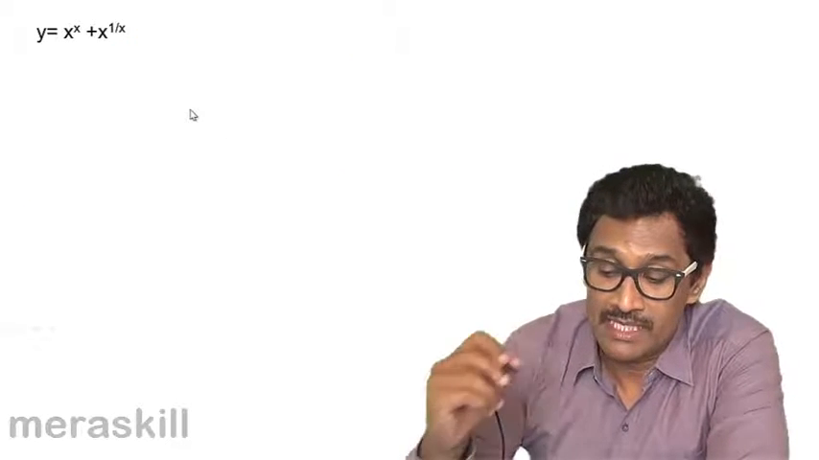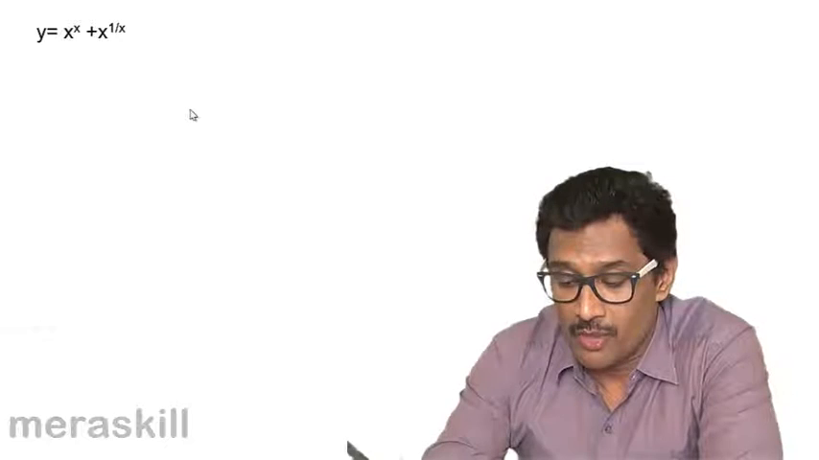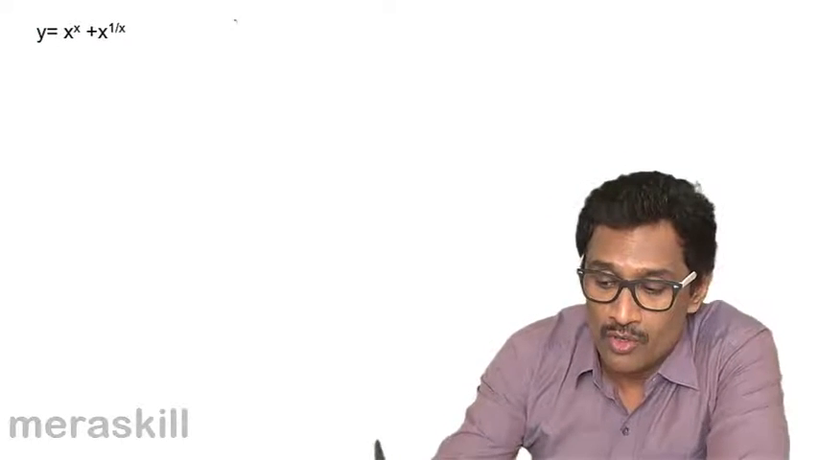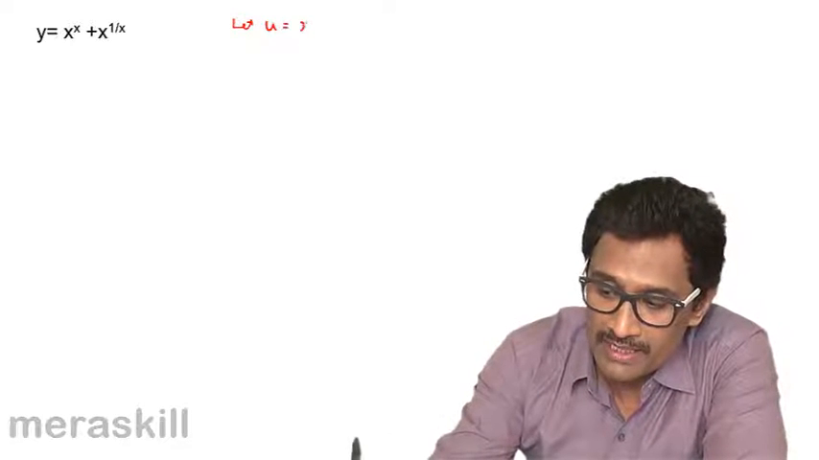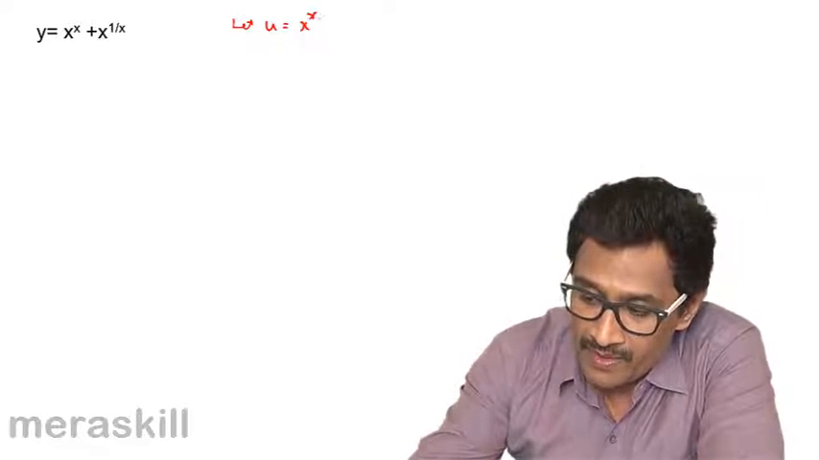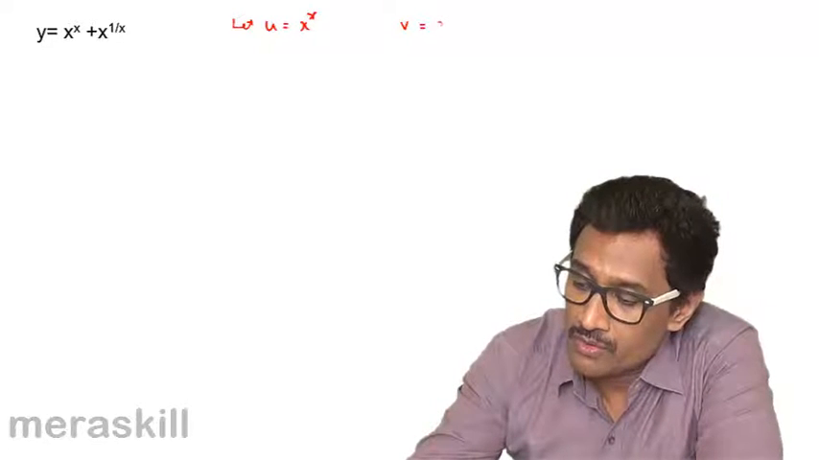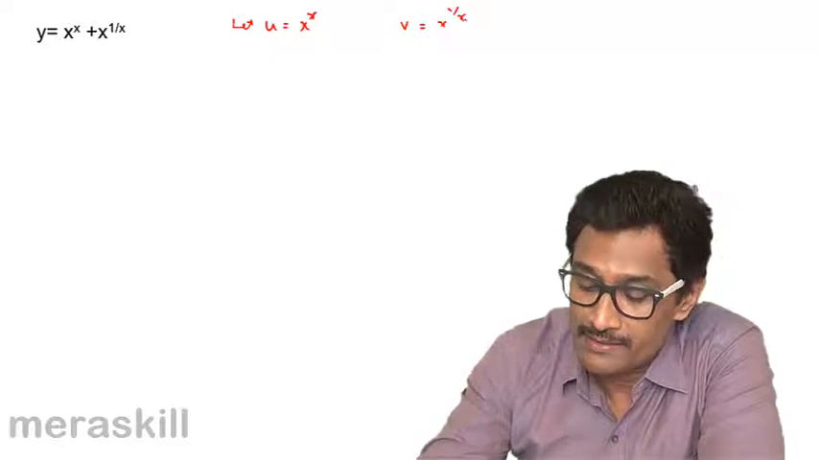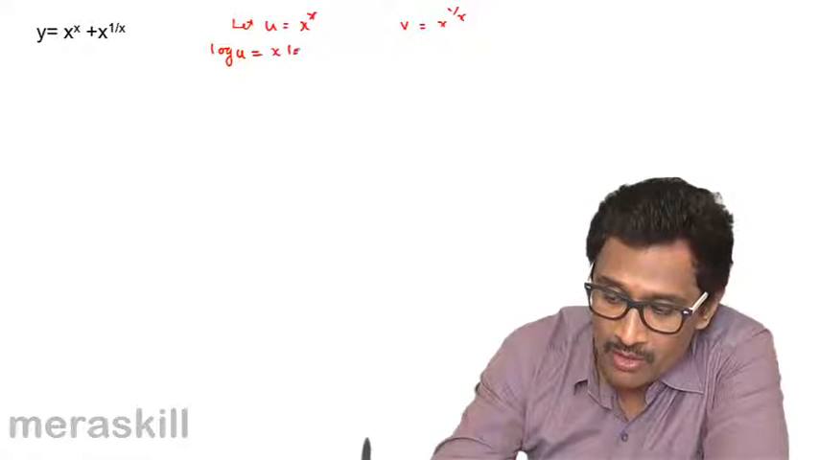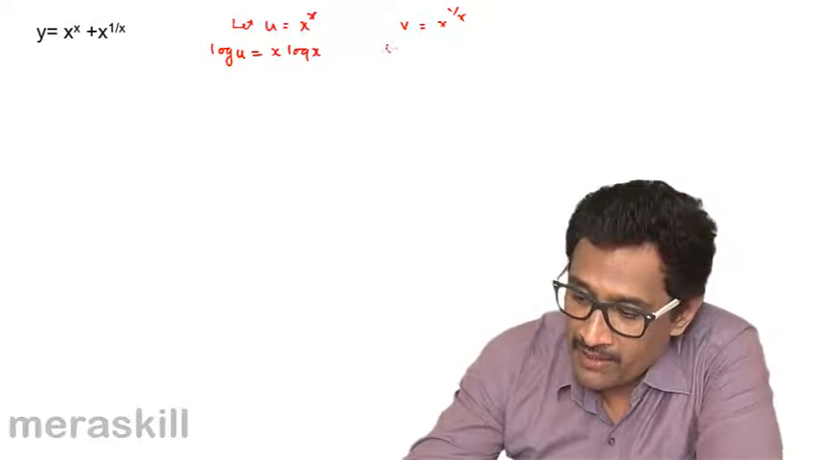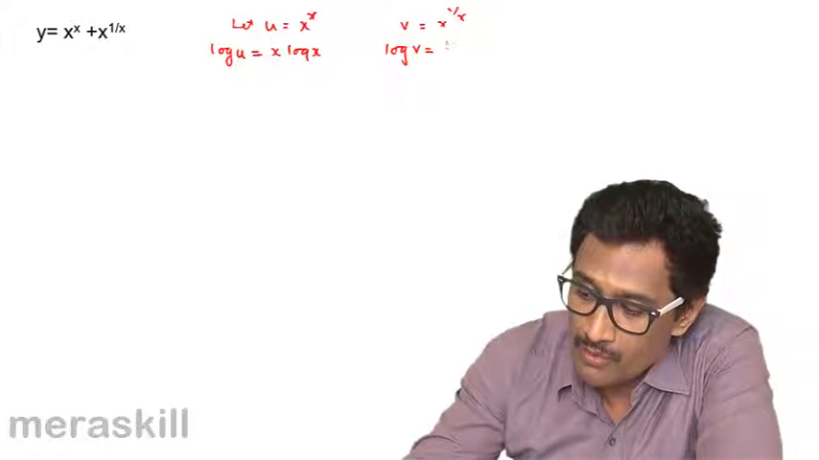Alright, now let us take this. Here we need to find the derivative of each of these separately, because if you directly take log y on both sides, it will become a little difficult. So we are going to use, you can take u equal to x raised to x and let v be equal to x raised to 1 by x. In that case, log u is nothing but x log x, and log v is nothing but 1 by x log x.